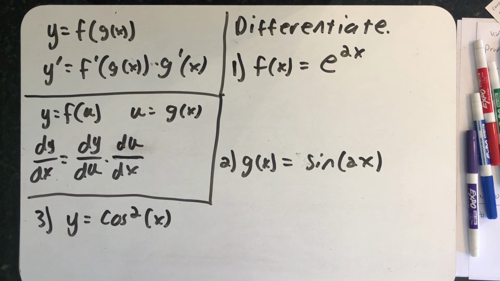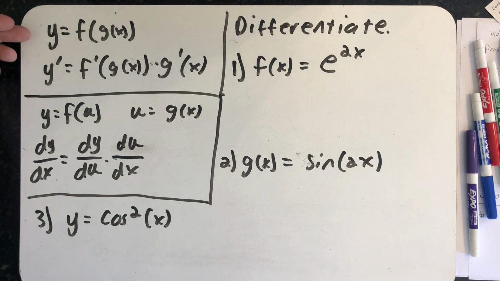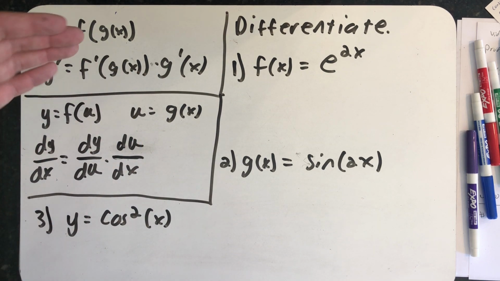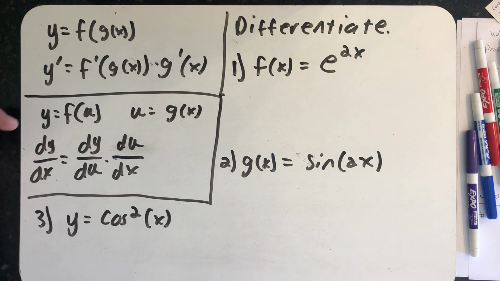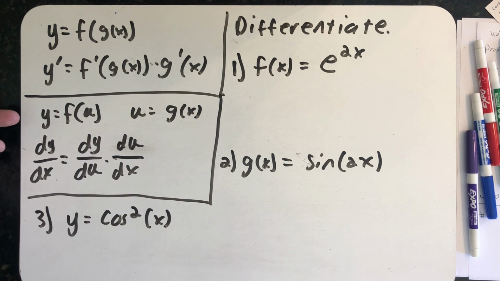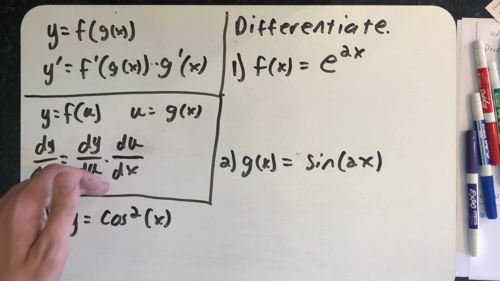Let's do 3 examples using the chain rule. Over here I've summarized the chain rule. If I have a function that is y equals f of g of x, then its derivative is f prime of g of x, take the derivative of f, leaving the inside alone, times g prime of x. If I think about it as the inside function being u and the outside function being f, then I can simply think of it as dy du times du dx.